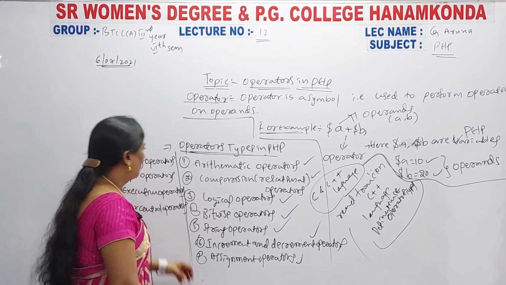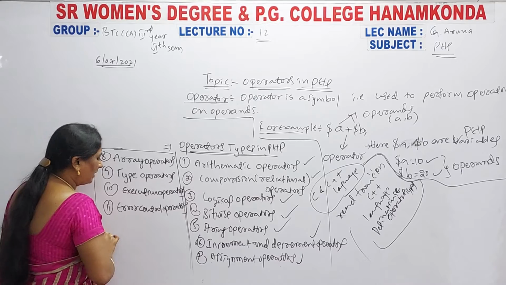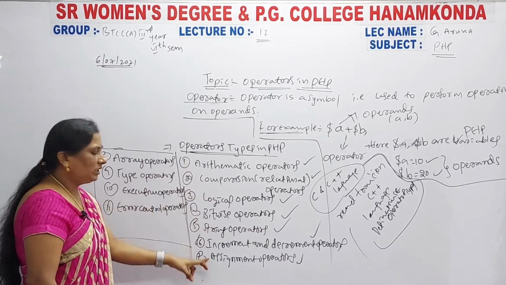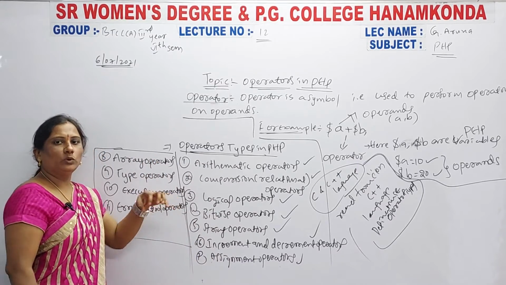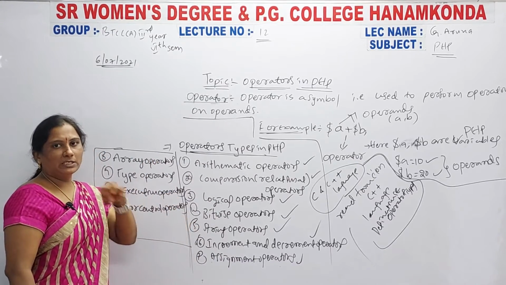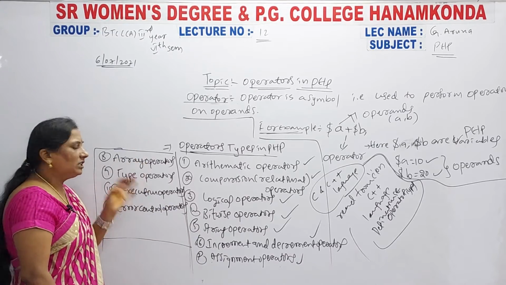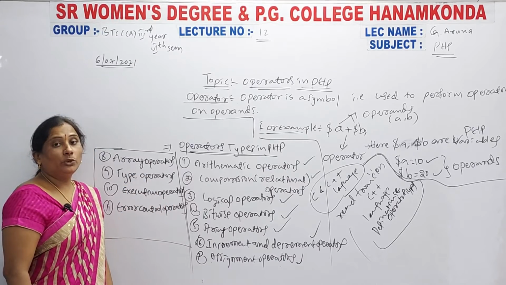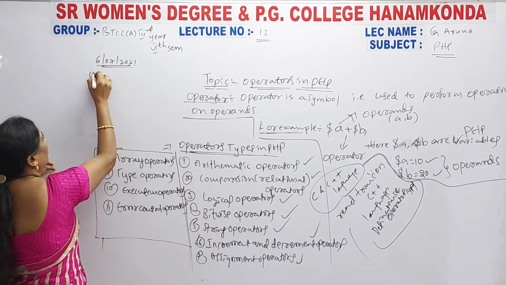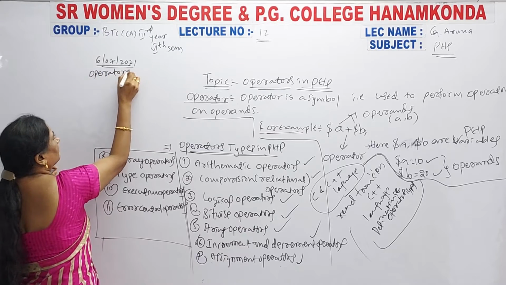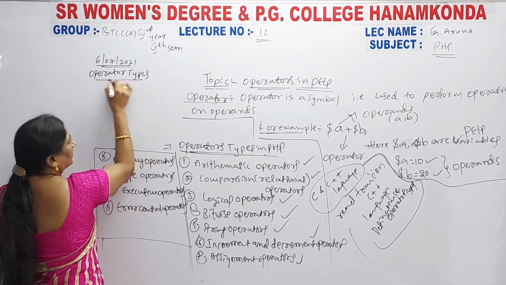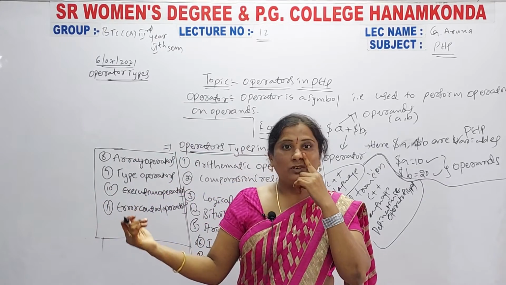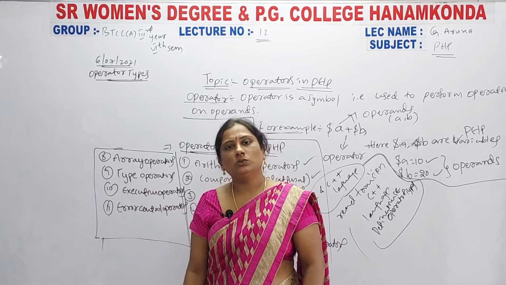Before that, these operators are included in the table, so don't worry about them. I explained those operators already. First, you should know the operator types. You know the operator and the different operators, and then there are operator types as well.